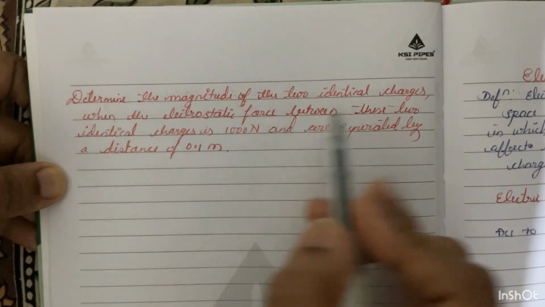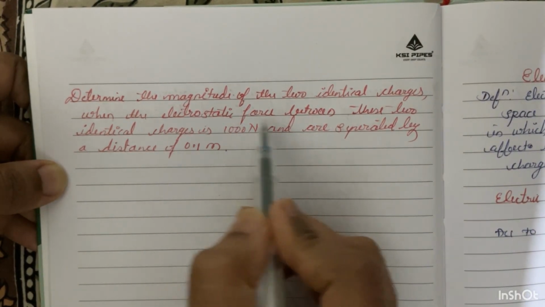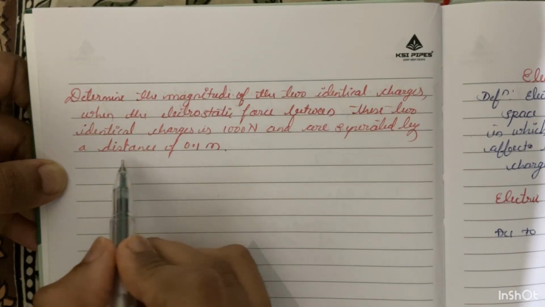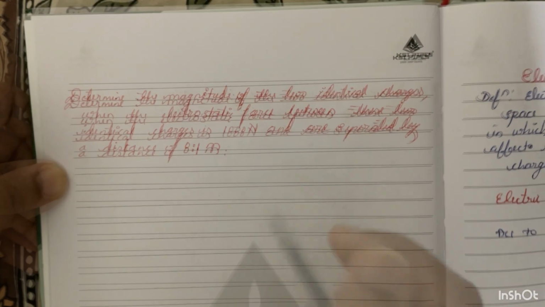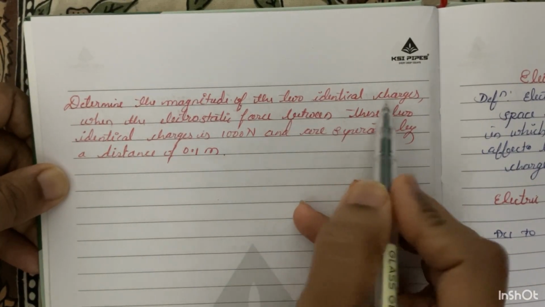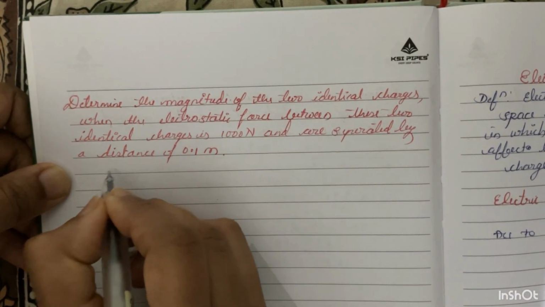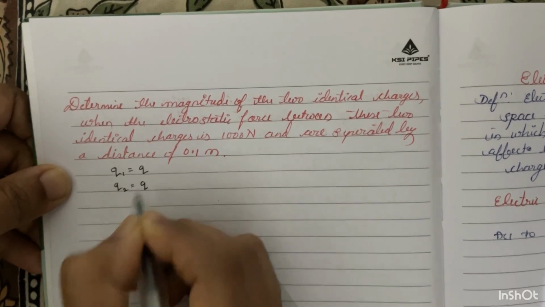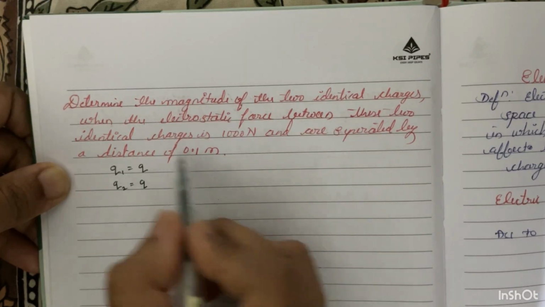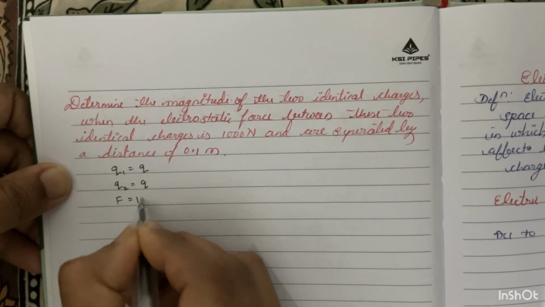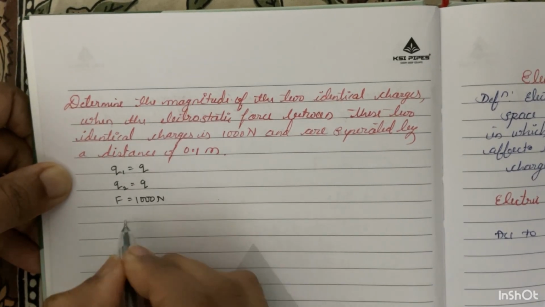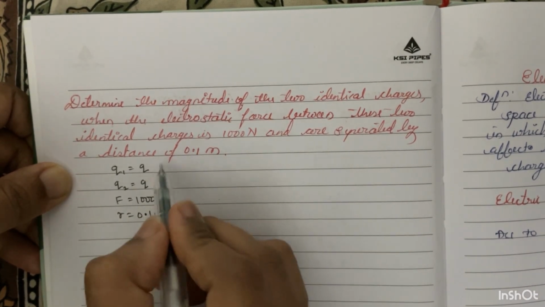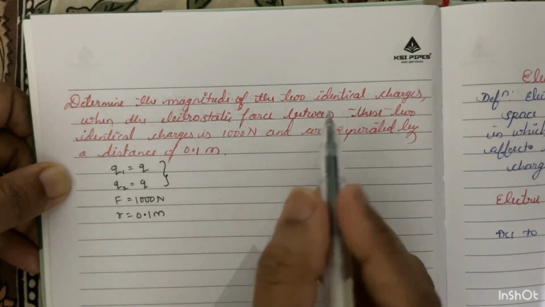Determine the magnitude of the two identical charges when the electrostatic force between these two identical charges is 1000 newtons and they are separated by a distance of 0.1 meter. So in the question, it has been said that two identical charges, it means both charges are the same. So if I consider Q1 equals Q, Q2 will also be Q here. Now the force between these two charges is 1000 newtons, and the distance has been given, that is R equals 0.1 meter. By using these values, they are asking us to calculate the identical charges here.